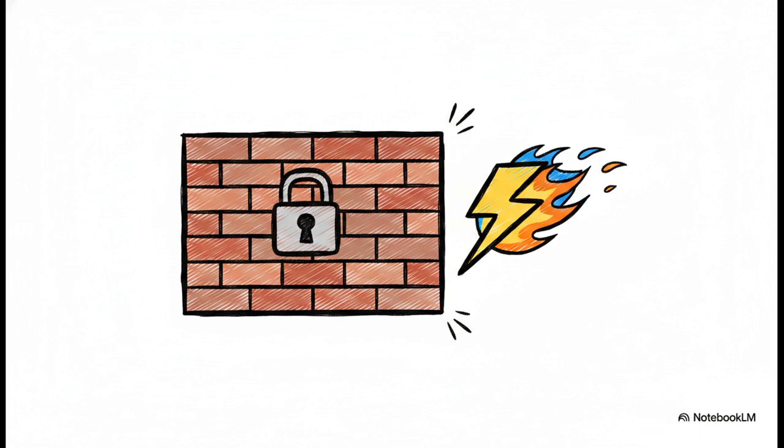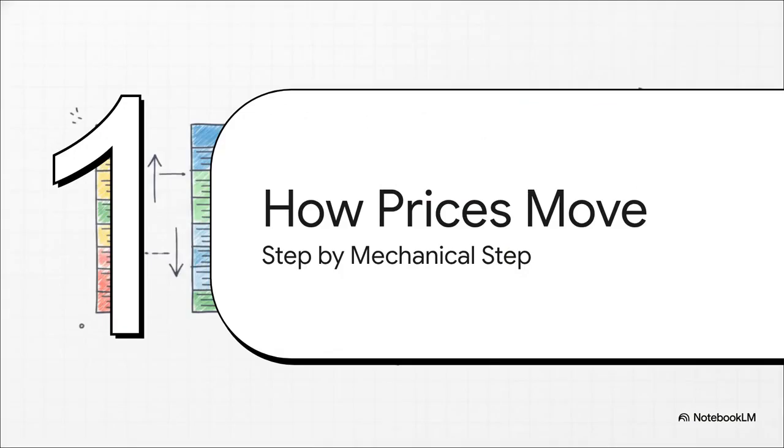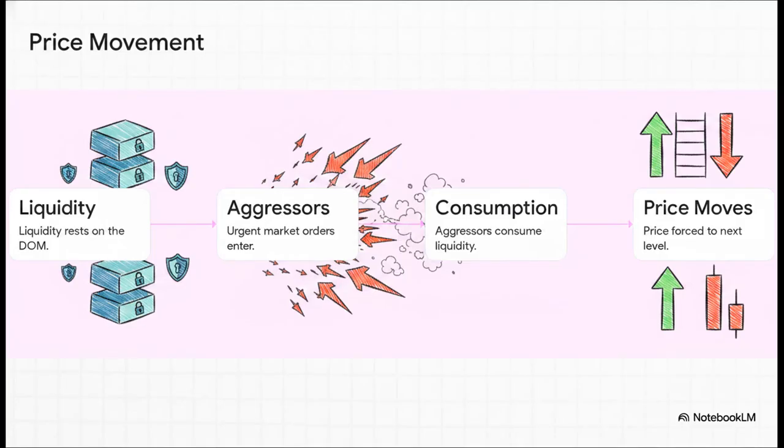So think of it this way. The resting orders are the potential. The aggressor volume is the spark turning that intent into reality. Which perfectly sets up Section 4, how prices actually move. We're going to take this step by mechanical step. Let's walk through exactly how this happens.